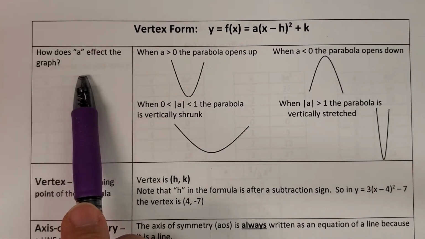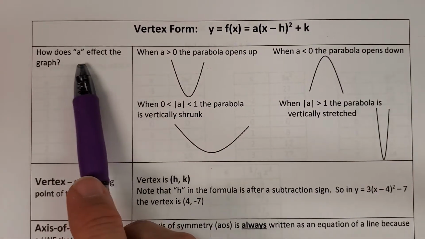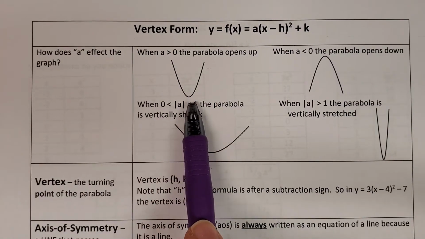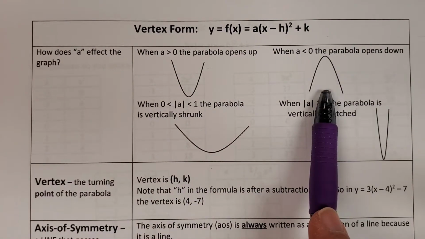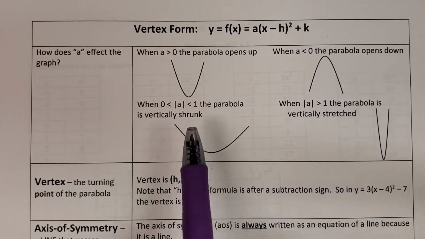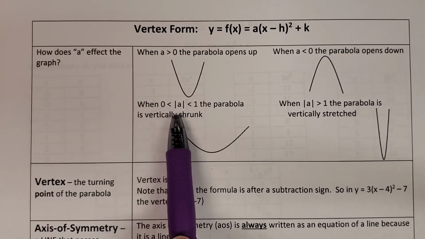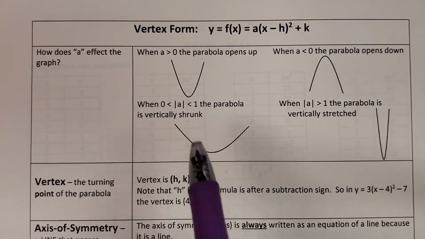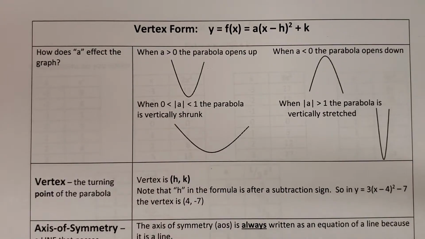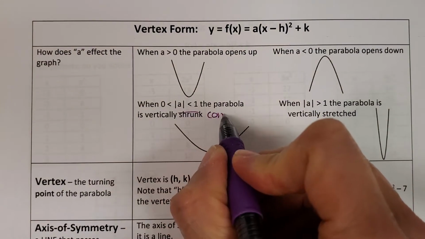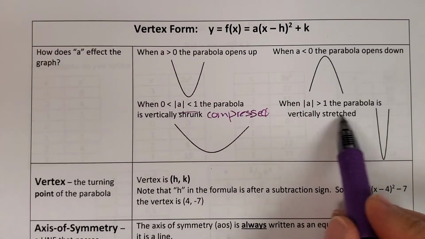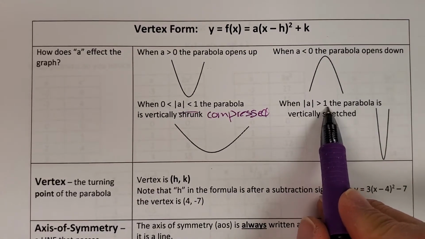First of all, we've already done this, so the really quick review. How does A affect the graph? If A is greater than 0, it opens up. If A is less than 0, it opens down. If the absolute value of A is between 0 and 1, it's vertically shrunk, or we said compressed. That's the word we used. I should have changed that. Compressed is a better word. And vertically stretched if the absolute value of A is greater than 1.